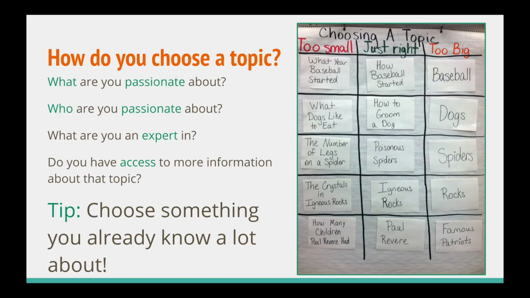How do you choose a topic? I always ask my students a couple things. First, what are you passionate about? Or who are you passionate about? And I also ask them, what are you already an expert in? What do you know a lot about? And ask yourself, do you have access to more information about that topic? Do you have books that you can read or websites that you already know about?